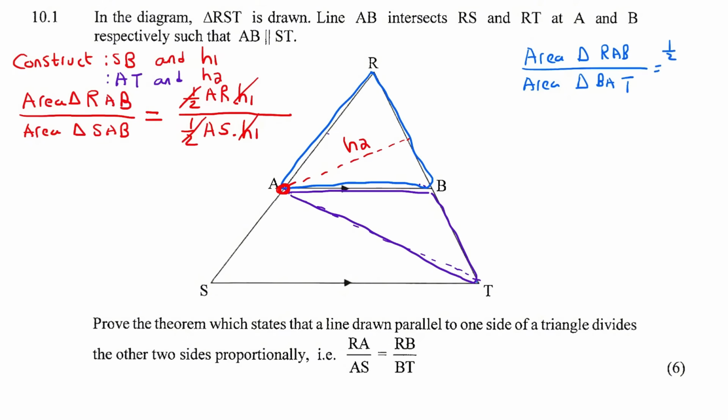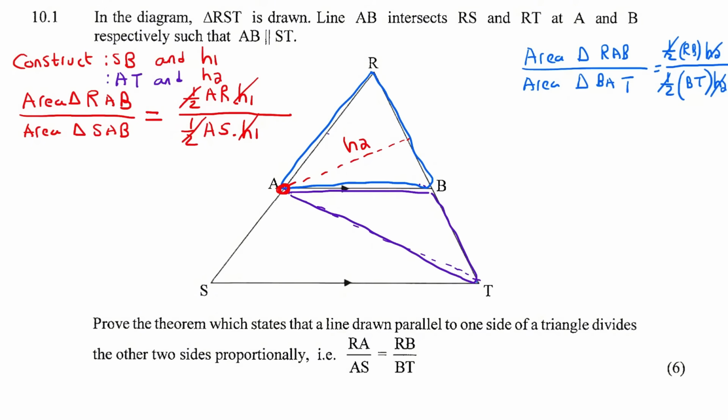So now we're going to say half base, which is BR, or let's say RB, because that's what they have there. And then the height, which is H2. And then for the bottom triangle, we're going to take its base, which is BT, times its height, which is H2. And so what then happens is that these are going to cancel, these are going to cancel, and you're going to end up with RB over BT.